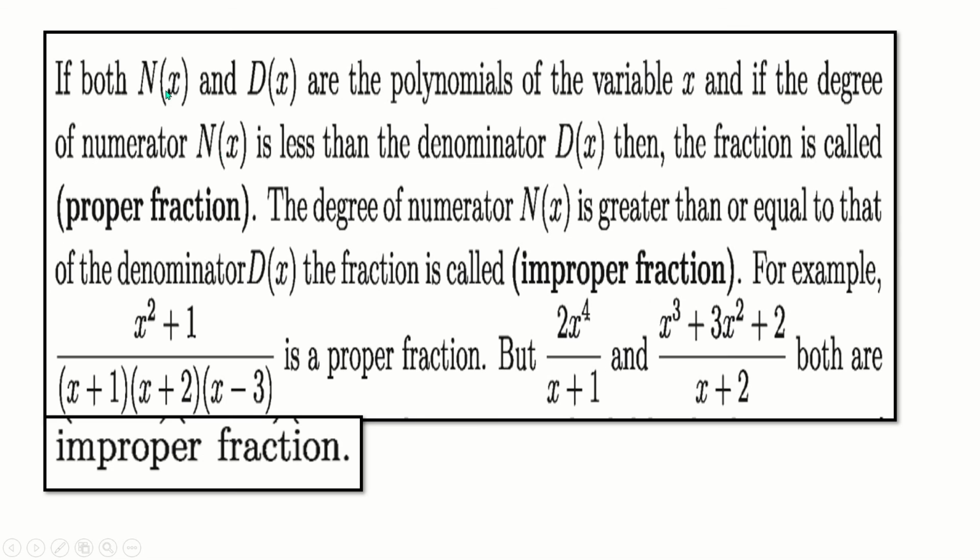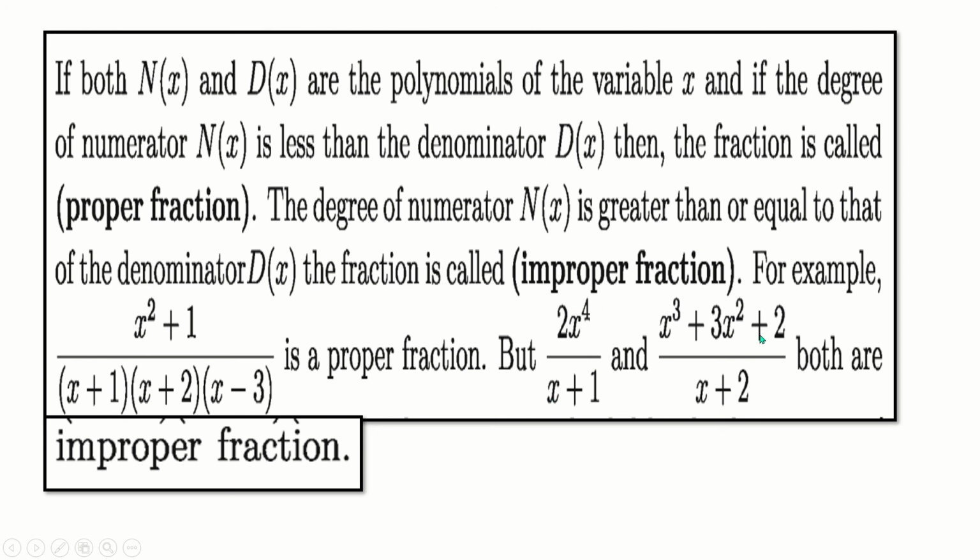If both N(x), numerator of x, and D(x), denominator of x, are polynomials of the variable x, and if the degree of numerator N(x) is less than the denominator D(x), then the fraction is called a proper fraction. If the degree of numerator N(x) is greater than or equal to that of the denominator, the fraction is called an improper fraction. For example, here degree will be 1 plus 1 plus 1, that means 3, but here is 2, so this is a proper fraction. Here degree of numerator is 4 and denominator is 1, that means degree of numerator is greater than denominator, so this is improper. Similarly here also improper.